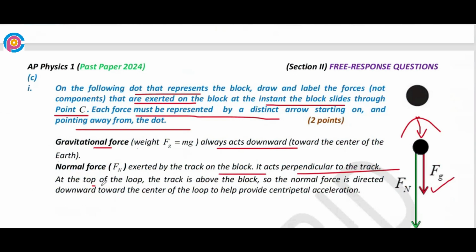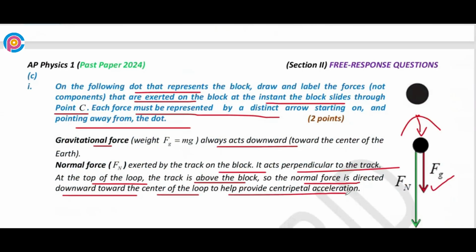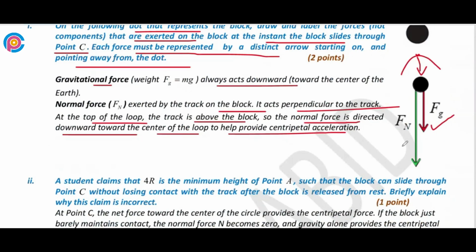At the top of the loop, the track is above the block, so the normal force is directed downward toward the center of the loop to provide the centripetal force. That's the reason both forces are directed downward. The normal force and the gravitational force combined provide the centripetal force to move the block in a circular loop.